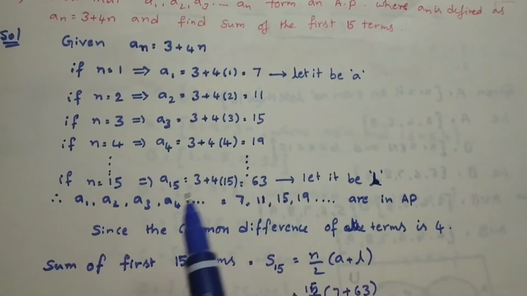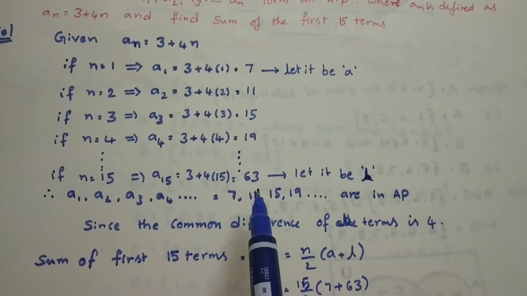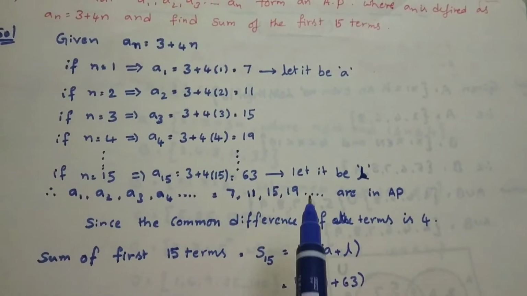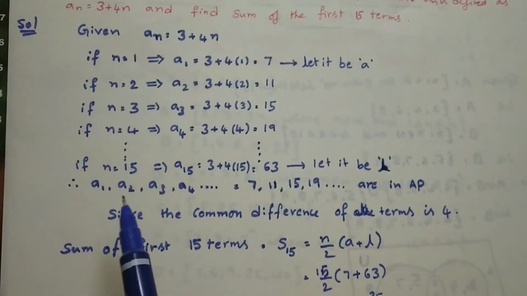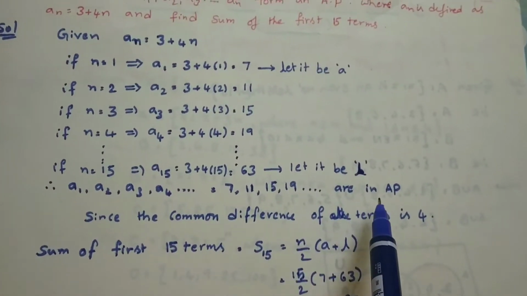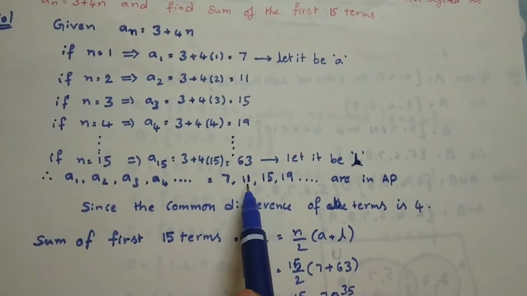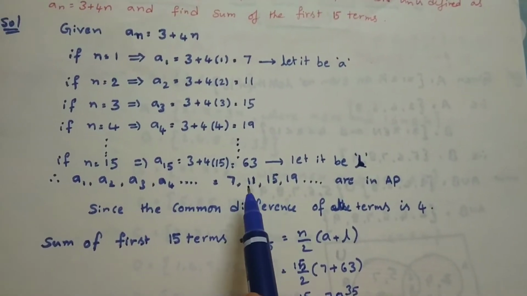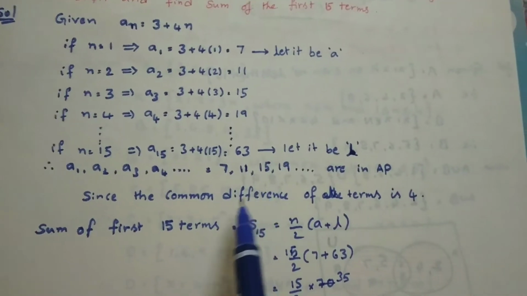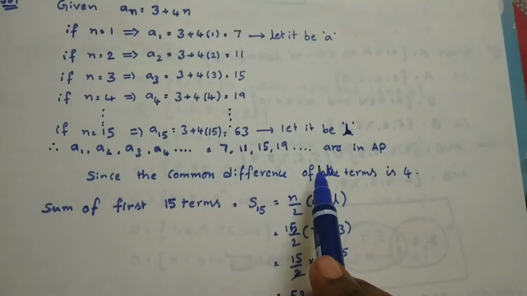15 terms they are asking, so substitute n is equal to 15, you are going to get 63. The first term let it be A and the last term let it be L. Now A1, A2 and so on AN is nothing but 7, 11, 15, 19 are in AP with a common difference of 4. If you observe, 11 minus 7 is 4, 15 minus 11 is 4, 19 minus 15 is equal to 4. So the common difference is 4. So all these terms are in AP, we can decide.